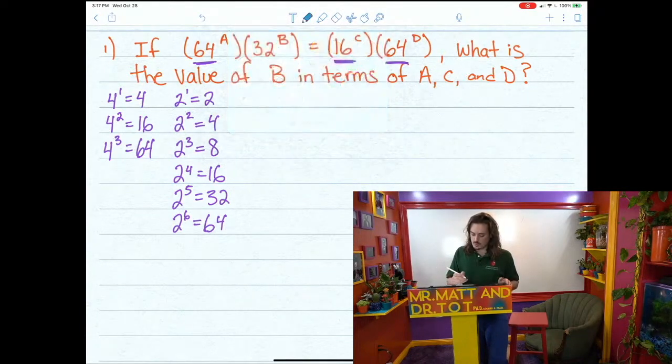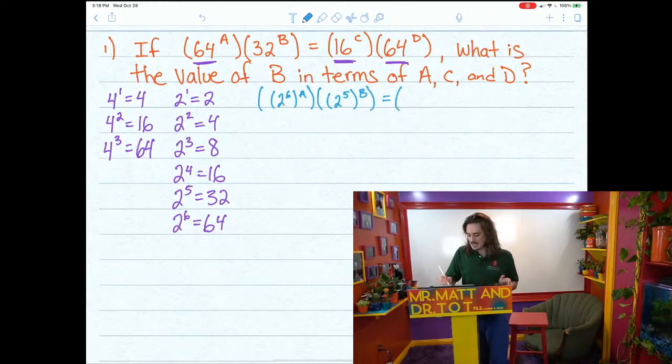So for example, instead of 64, I'm going to put parentheses 2 to the 6th power. Now that's still raised to the a power, so you have to substitute using parentheses. And notice that's going to turn into a power over power, which we can multiply. 32 to the b power, instead of writing 32, I'm going to write 2 to the 5th power, quantity raised to the b power. Instead of 16, I'm going to write 2 to the 4th, quantity raised to the c power. And instead of 64, I'm going to write 2 to the 6th power, quantity raised to the d power.